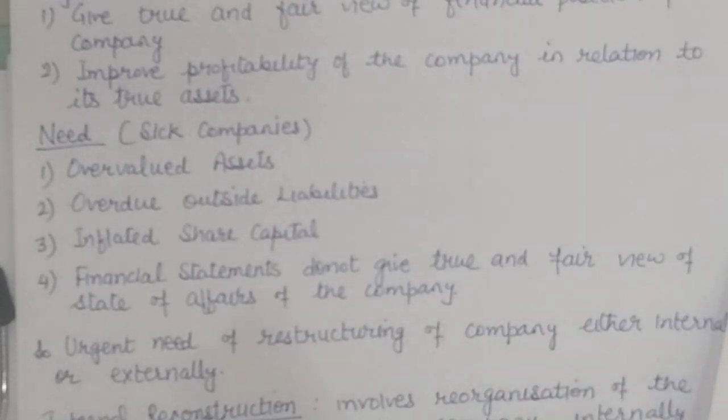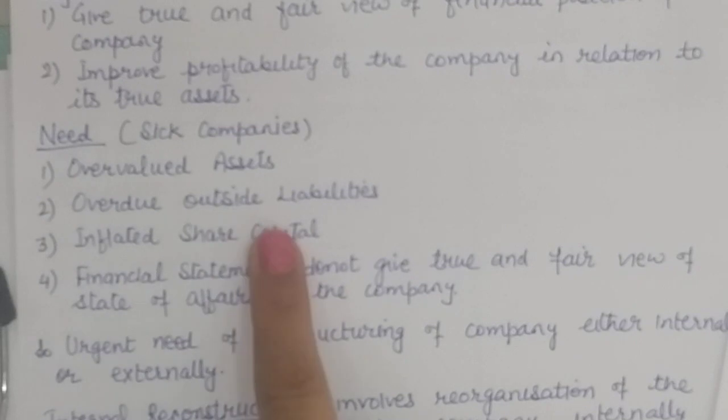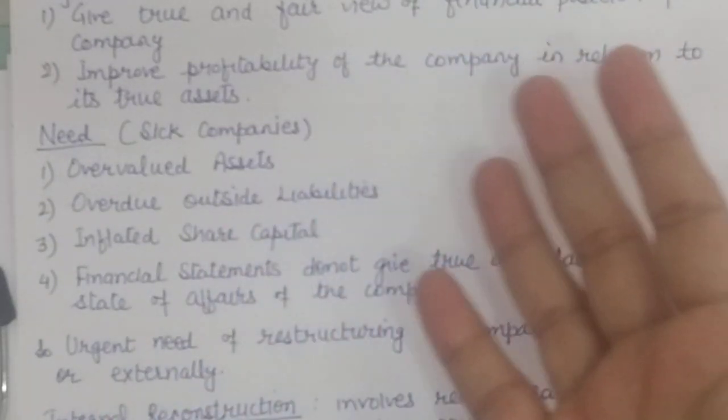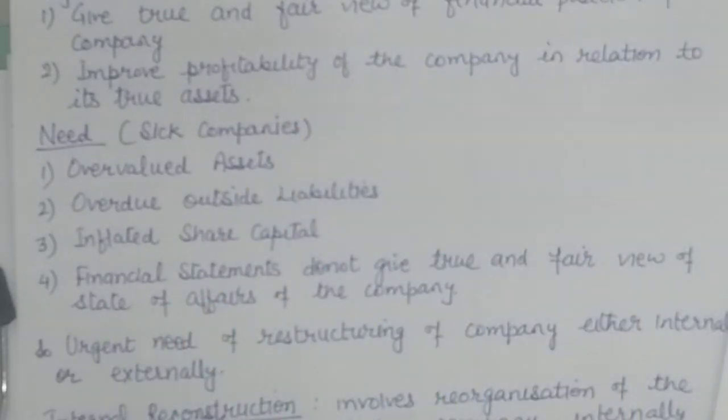They have more of accumulated expenses. Their debtors are not fully recoverable. Their inventories are all outdated. So they are not having their assets being represented at their true value. Then they have overdue outside liabilities. Their liabilities are overdue. They are to pay the liabilities, but since they do not have enough assets, they are not able to pay liabilities.